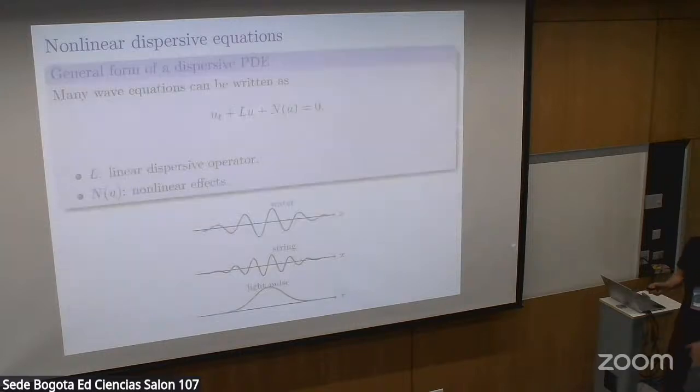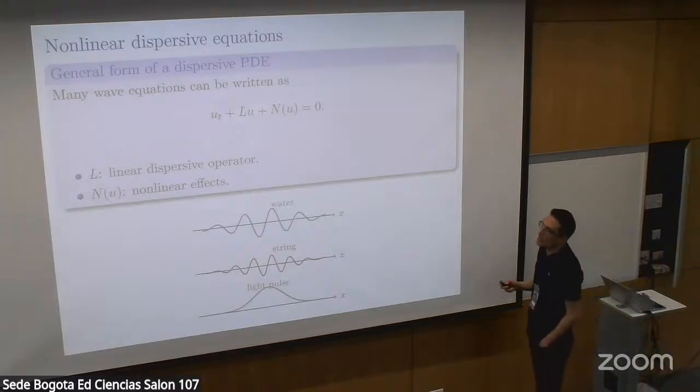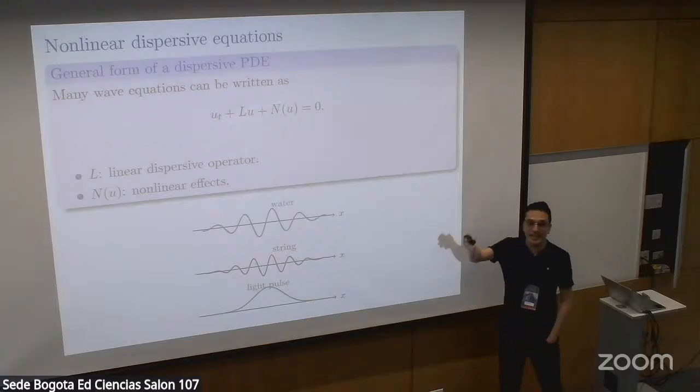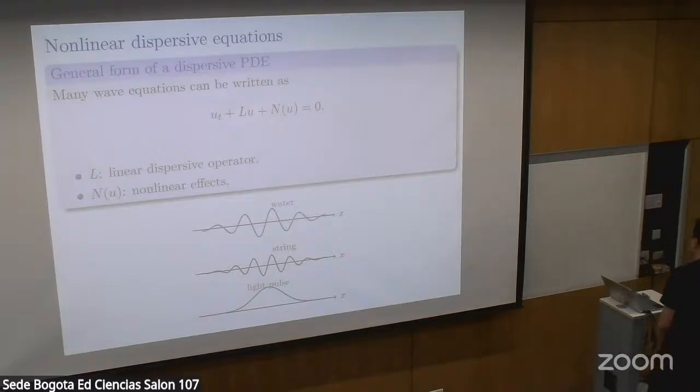And this is more or less the general formula of a nonlinear dispersive PDE. You have the nonlinearity, and then you have an L of u, which is an operator that is dispersive, in the sense, as I defined it before, that the dispersion relation divided by the frequency tends to infinity when the frequency goes to infinity. So here I put water, strings, light bulbs, and you can find dispersive equations in all of them as well.